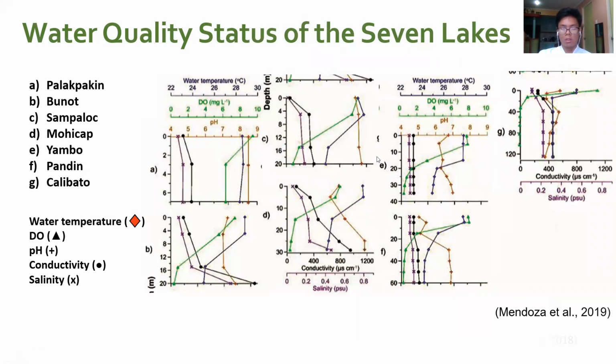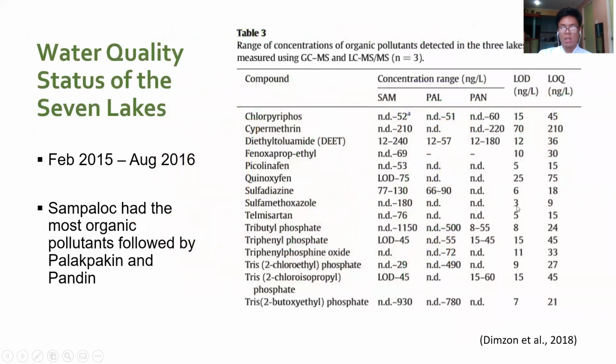based on these graphs. And another study by Demzon and colleagues in 2018 also conducted a survey in Lake Sampaloc, Palakpakin, and Pandin for the presence of organic pollutants. And from there, they discovered that Sampaloc had the most organic pollutants, followed by Palakpakin and Pandin, and these usually come in the form of pharmaceutical compounds, surfactants, organophosphates, artificial sweeteners, and a whole lot more of organic pollutants, given that domestic activities also operate in these lakes due to the presence of human settlements.